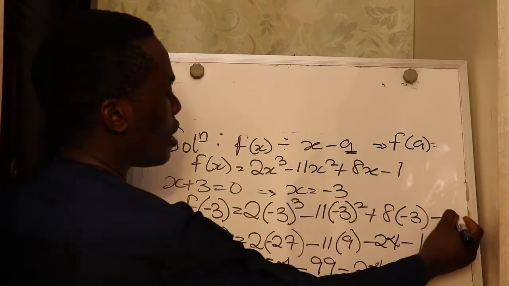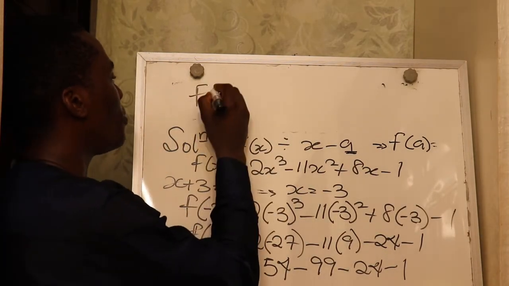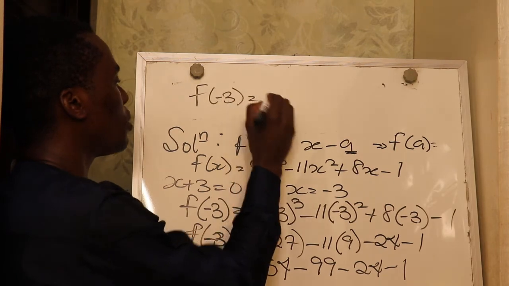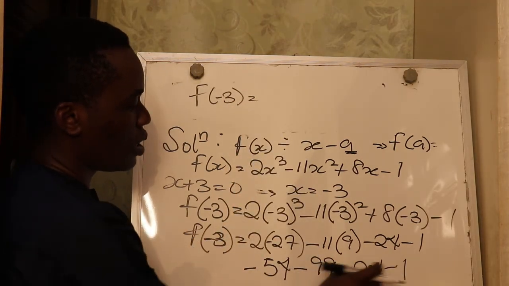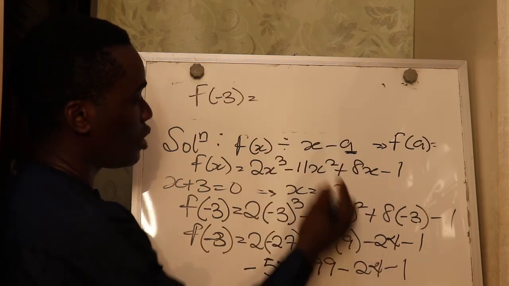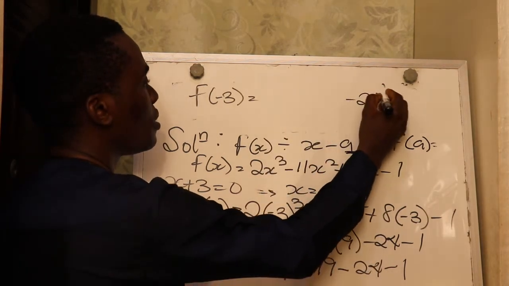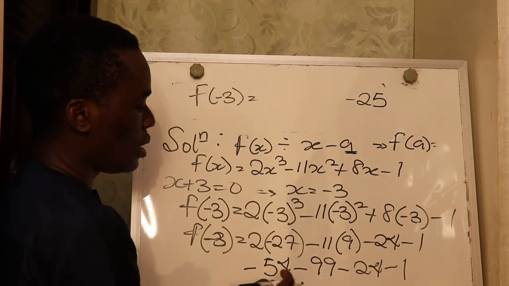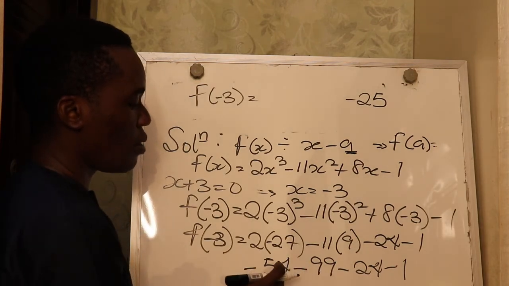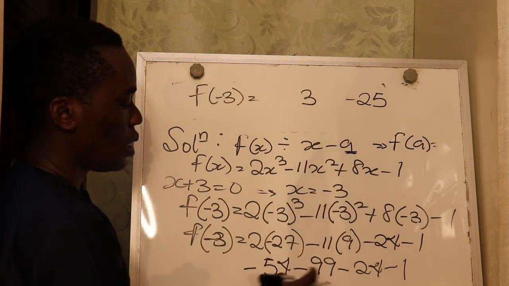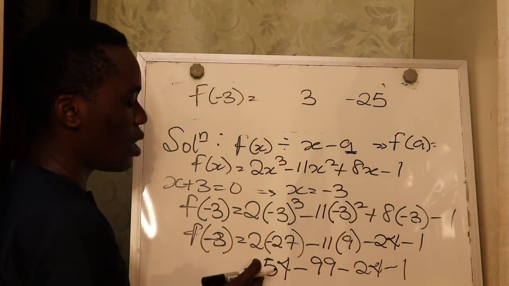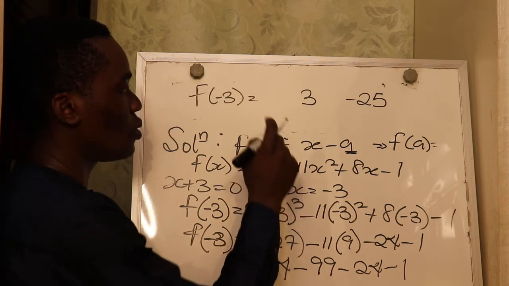So our f of minus 3 will now be equal to this plus this. Now this plus this will give us minus 25. Then this plus this, 9 plus 4 will give you 13. You write 3, carry 1. 9 plus 5 will give you 14, plus 1, 15.